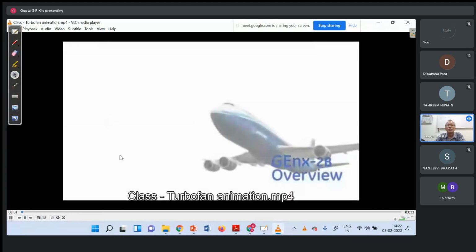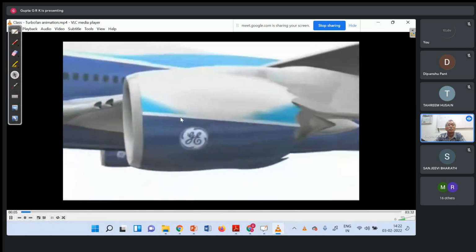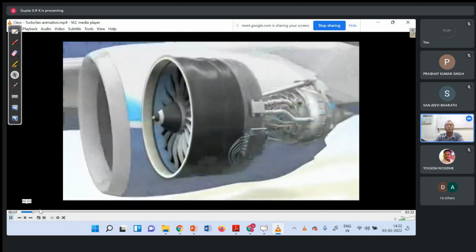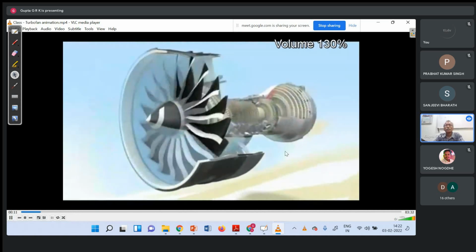When Boeing decided to take the world's most popular jumbo widebody to the next level, they wanted the most advanced engine technology. The GE NX2B was the perfect solution.